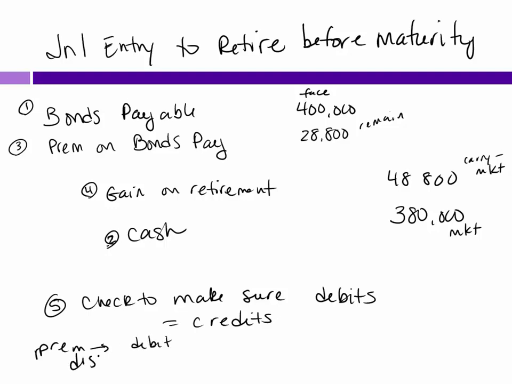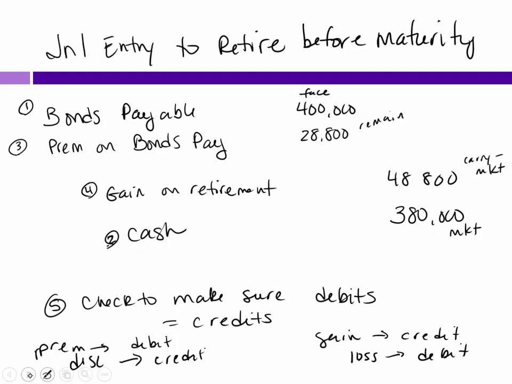If it's a discount, you want to credit. Again, you're trying to zero those out. And if it's a gain, that's always a credit. And if it's a loss, that's always a debit. Hopefully that helps. That was a little bit of a mess there, but hopefully you got that one.